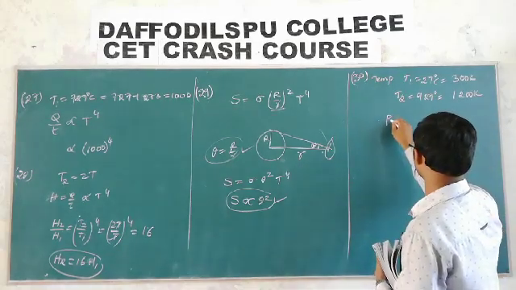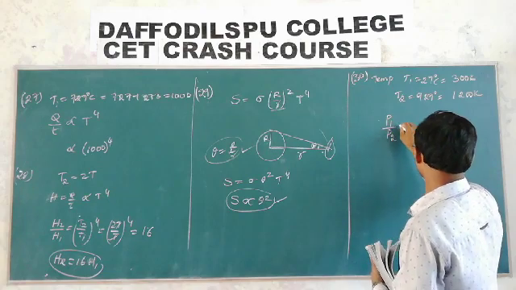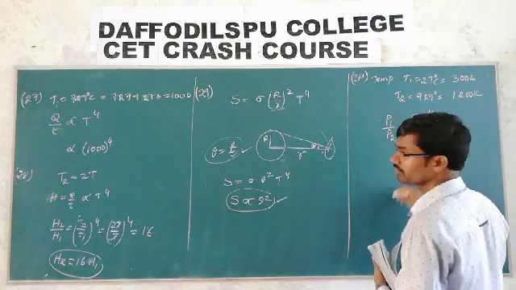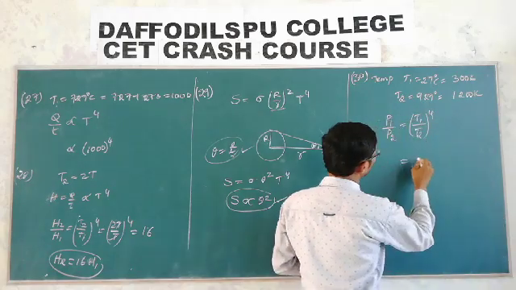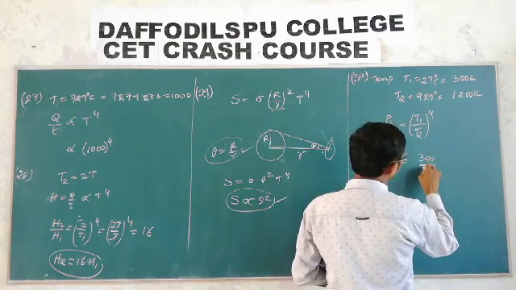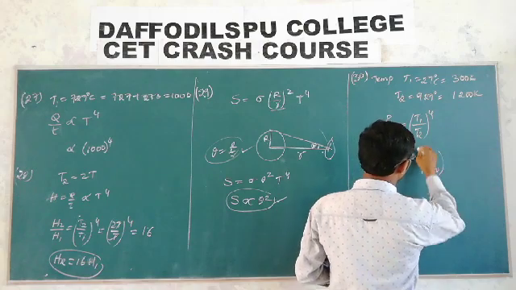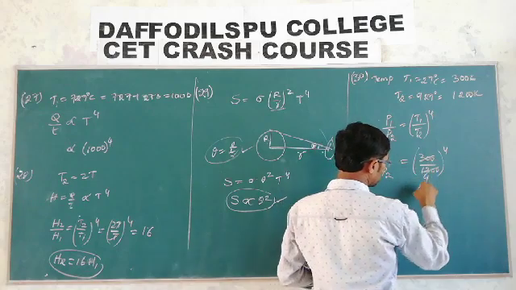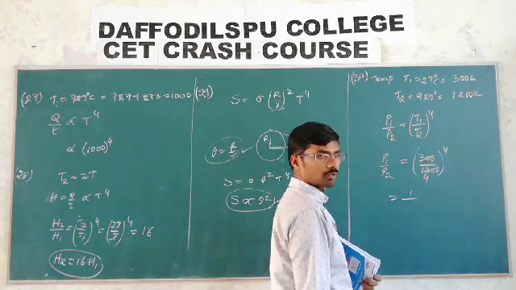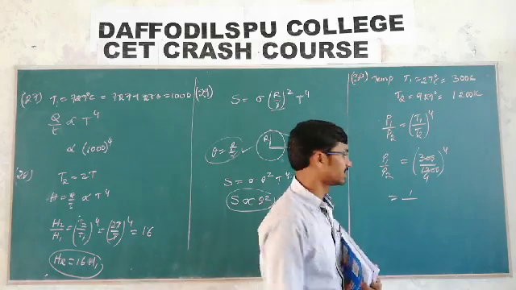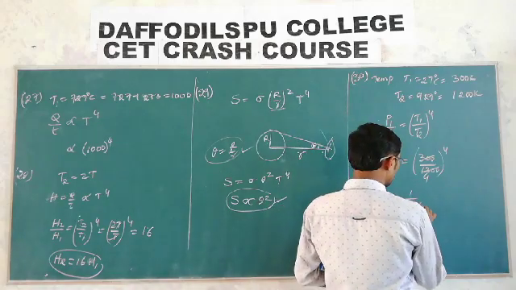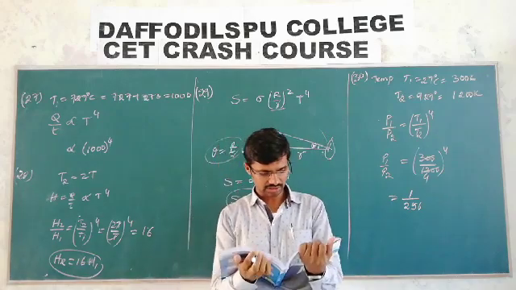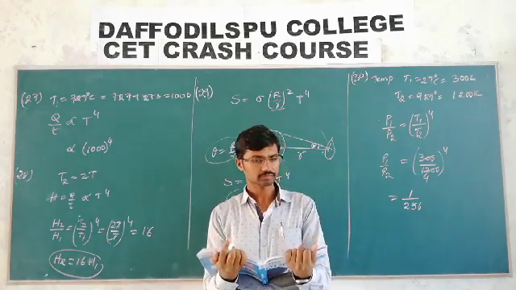Radiation emitted, which is required, P1 by P2 is proportional to T1 by T2 whole power 4. Now let us substitute, 300 by 1200 whole power 4. So P1 by P2, how many times here? 4. 1 by 4 power 4. 4 4s are 16, 16 into 16 is 256. 1 is to 256, which is the second option.